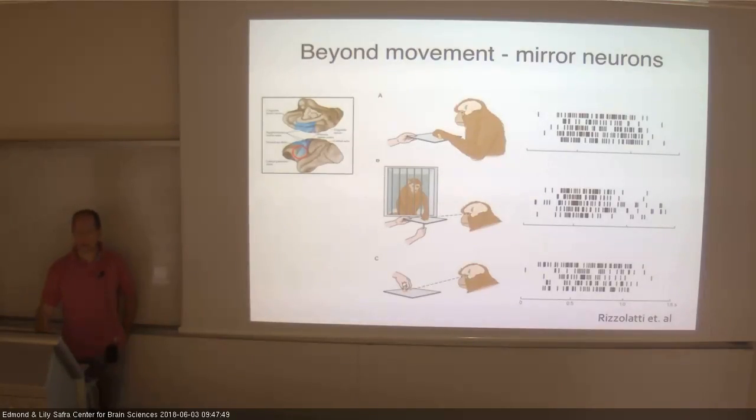At the simple level, you have cells in the motor cortex that, in addition to controlling the movement, are also related to the control when other people are controlling the movement, or other creatures. So that's another example.